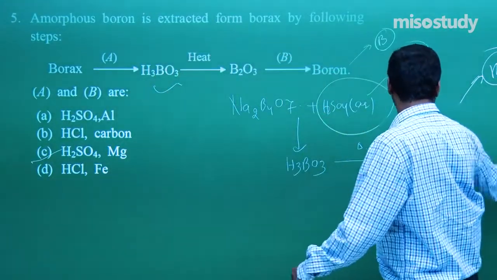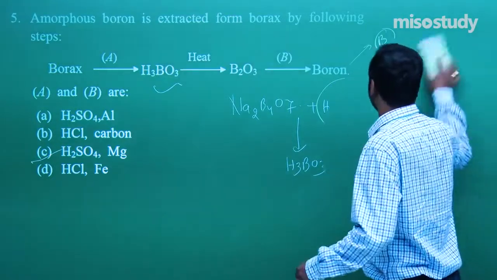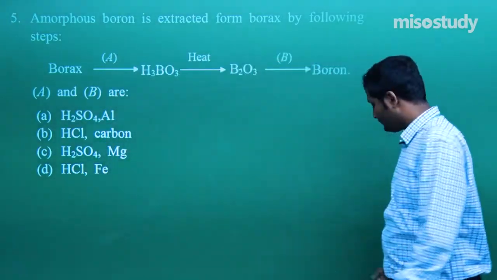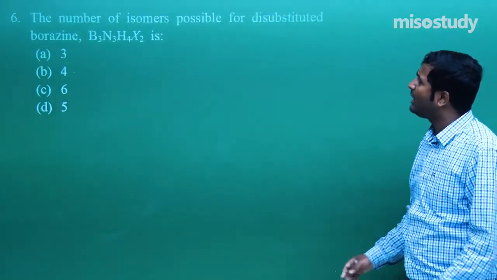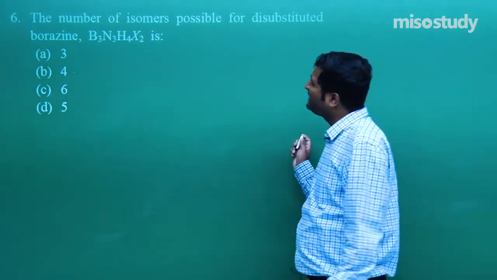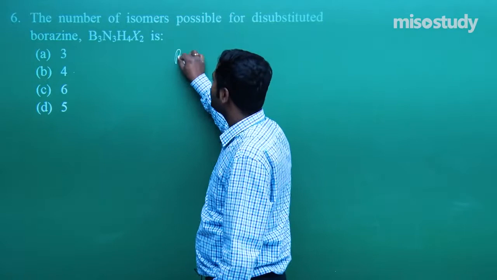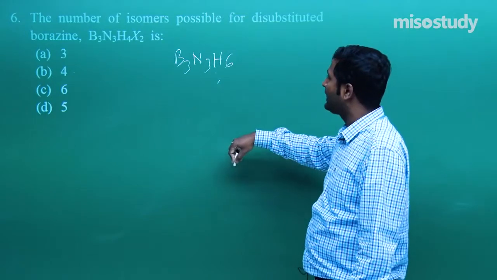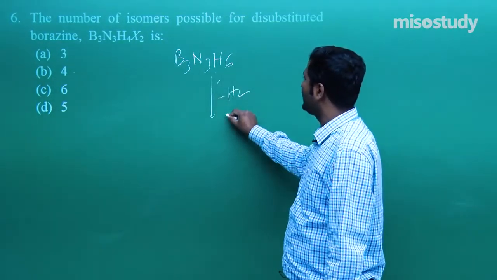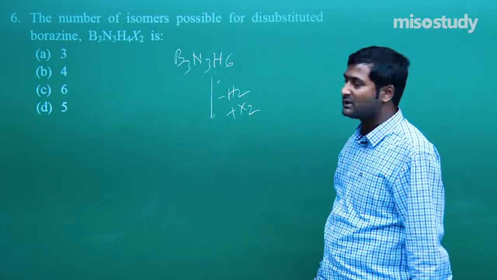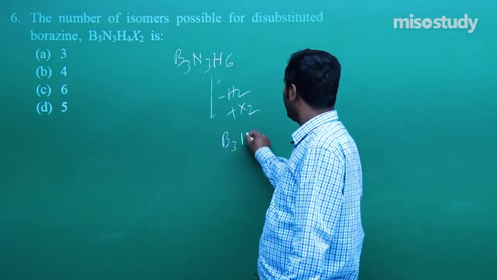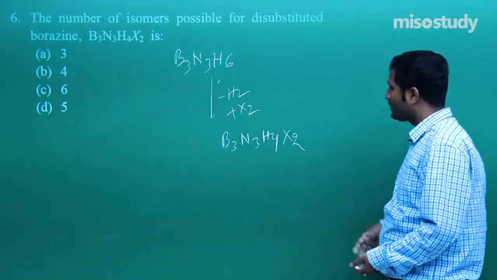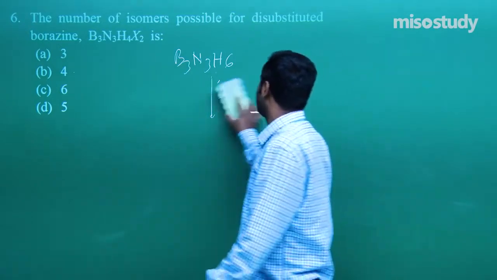Now let's move to the next question. Wait for a moment, listen carefully to what I am telling. Now the next question is the number of isomers possible for B3N3H6. This is the inorganic benzene, B3N3H6. Removal of hydrogen takes place and addition of halogen, then it forms the formula B3N3H4X2. This is the formula. Now how to draw the possible isomers in this case? Now look at what I am telling.